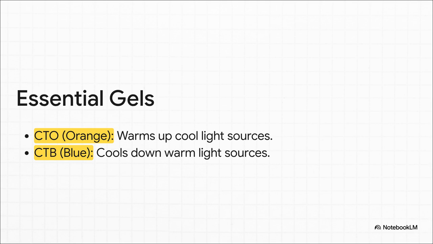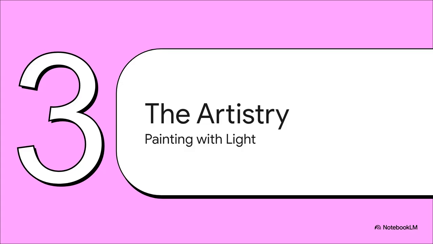And in the world of color correction, there are two gels that do almost all of the heavy lifting. You've got CTO, which stands for color temperature orange. It does exactly what it sounds like. It makes a light warmer. You'd put this on a cool daylight HMI to make it feel like that perfect golden hour sunset. And its opposite is CTB, color temperature blue. Use that to cool a light down. Slap it on a warm tungsten light, and suddenly it can feel like eerie moonlight or the cold glow from a TV screen.